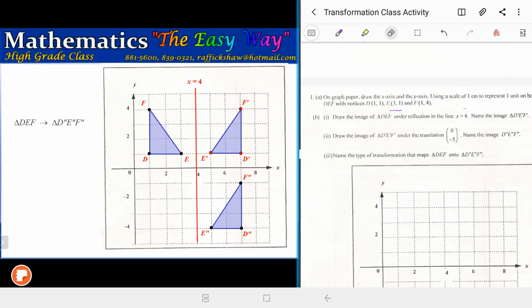See there, triangle DEF is mapped onto triangle D double prime, E double prime, F double prime by a glide reflection. And you give the components of it now. Bam, it's a reflection in the line x equals 4 and a translation 0, -5. Those are the components of the glide reflection.